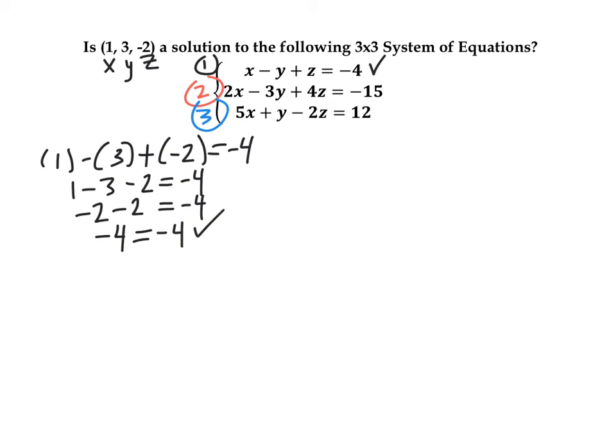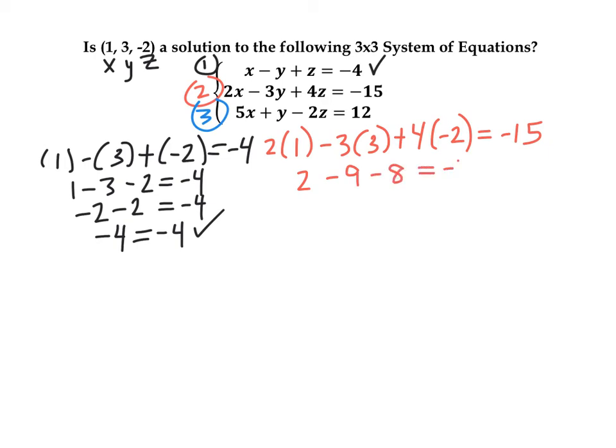The next equation is equation number 2. I'm going to do now 2 times x, which is 1, minus 3 times y, plus 4z. And that equals negative 15. Again, the left-hand side has to equal negative 15. So I'm going to start multiplying things. 2 times 1 is 2. Negative 3 times 3 is negative 9. 4 times negative 2 is negative 8. And I just want to find out if the left-hand side equals negative 15.